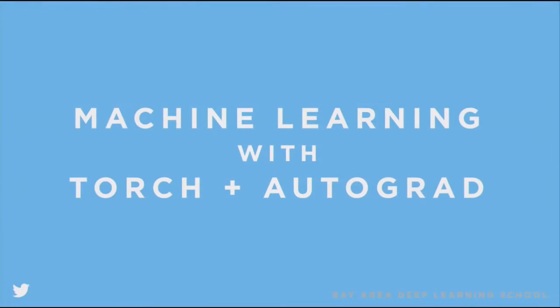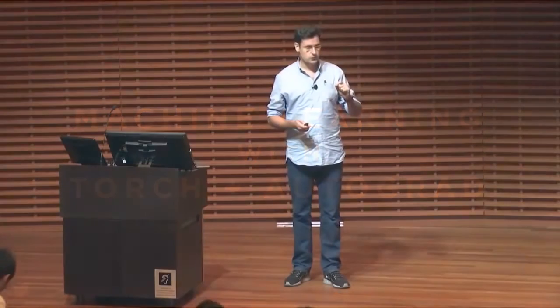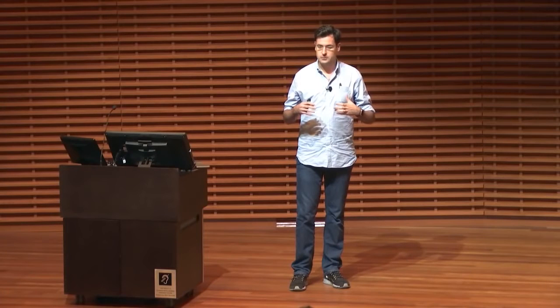So I'm going to tell you about machine learning with Torch and with Torch Autograd. The description of the talk isn't entirely correct. I'm going to do practical stuff for the first half. And then what I want to do is dive into Torch Autograd and some of the concepts that are behind it. And those concepts also happen to be shared amongst all deep learning libraries.